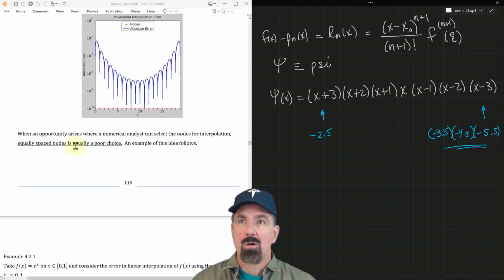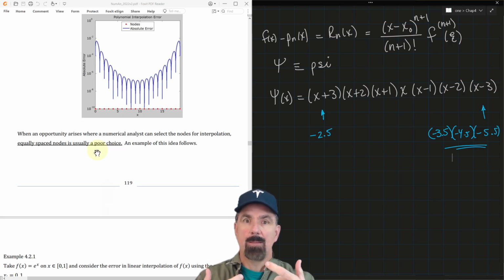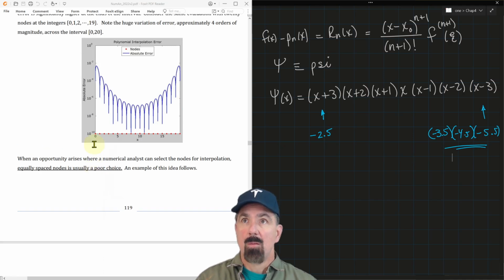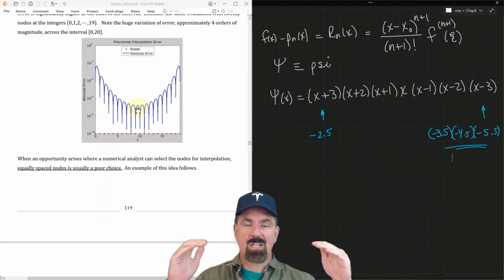All right, so equally spaced nodes is generally a poor choice when we're doing polynomial interpolation. Now, as I told you in class, low-order polynomial interpolation, where we're using quadratics or cubics, it's okay because there are so few factors in the psi function that it's not too bad. And so we do that regularly. But this example here, which contains 20 nodes, has almost 4 orders of magnitude of difference in the error between the middle of the interval and the exterior of the interval.